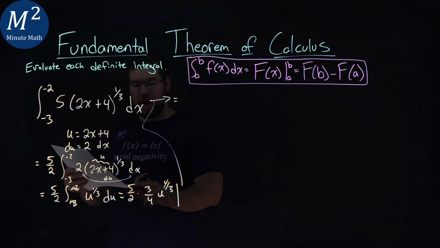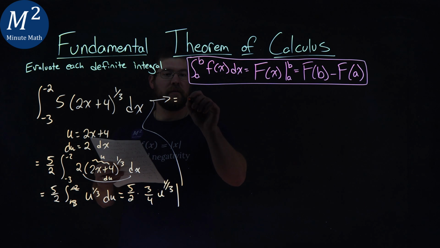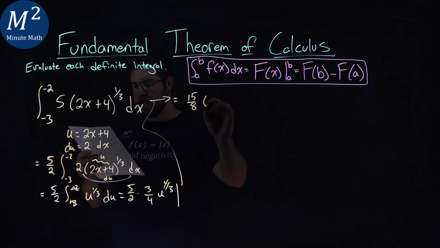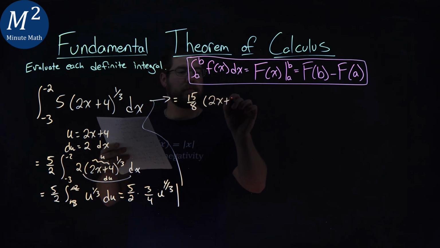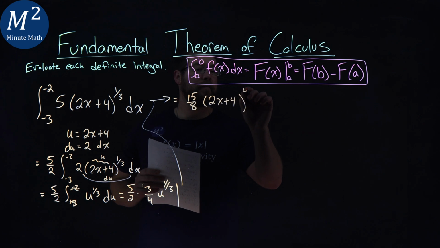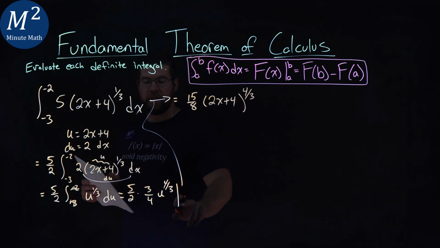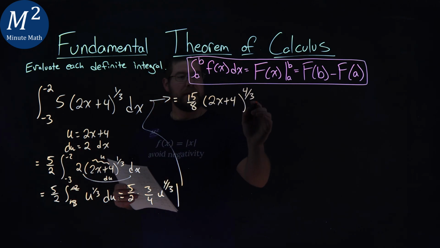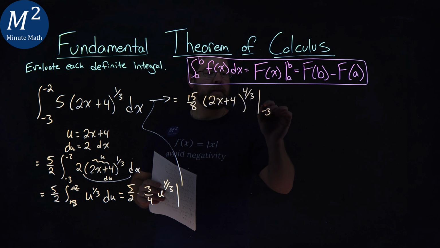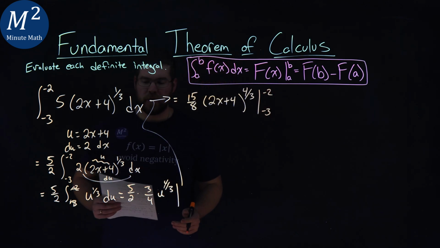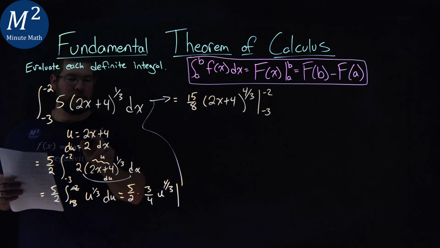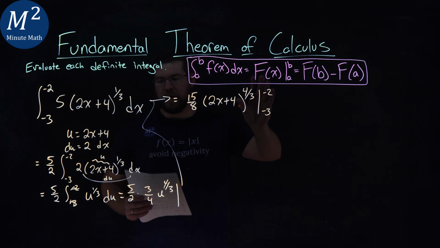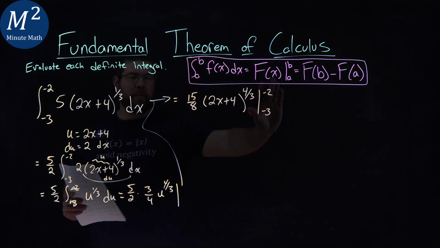Let's simplify it. 5/2 times 3/4 is 15/8. And then plugging our u back in instead of u, 2x plus 4 to the 4/3 power. Normally we would rewrite what these bounds are, but we're just going to come back in terms of x, so I don't have to. This is from -3 to -2. If you wanted to do it in terms of u, you would plug these values in for x to find the equivalent u values, but I'm bringing it back to x, so I don't do that step.